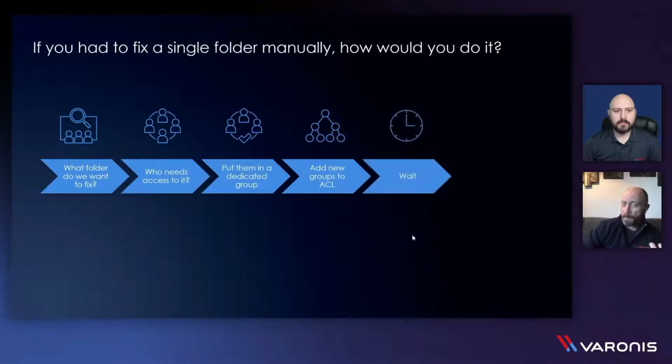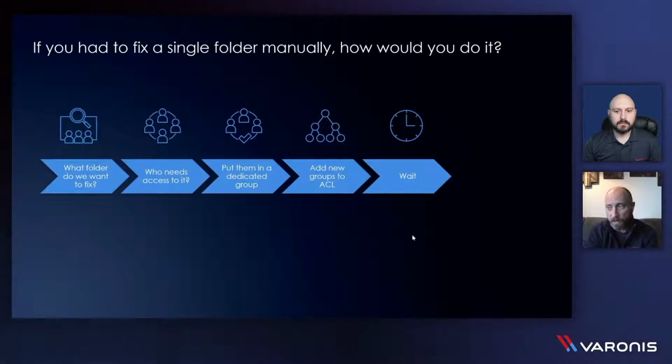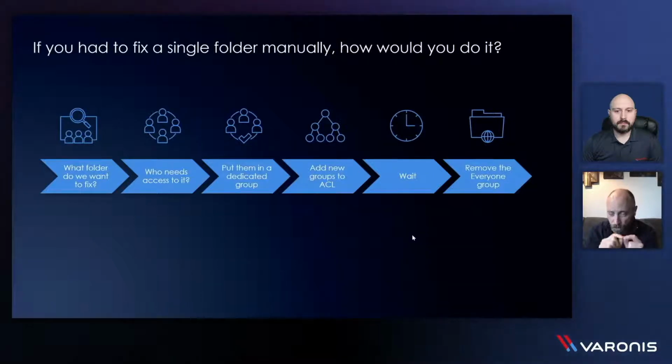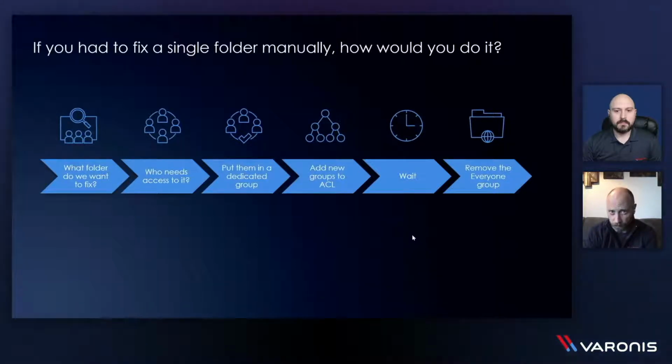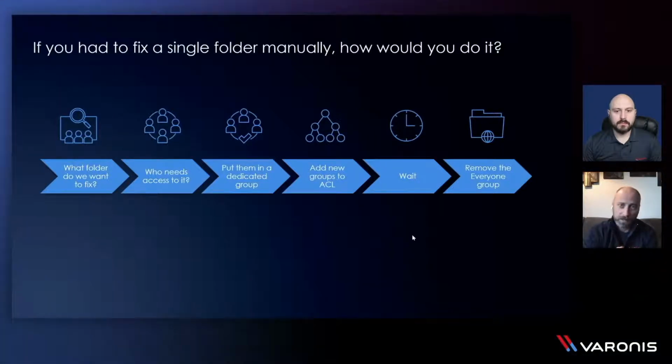So you wait. Usually it's 3 days. That's the default configuration. Everybody's Kerberos tokens will refresh. Then you can remove the global access group. You've fixed the problem. Doing this for a single folder, if you don't have Varonis, can take hours. I've talked to companies where it takes weeks.